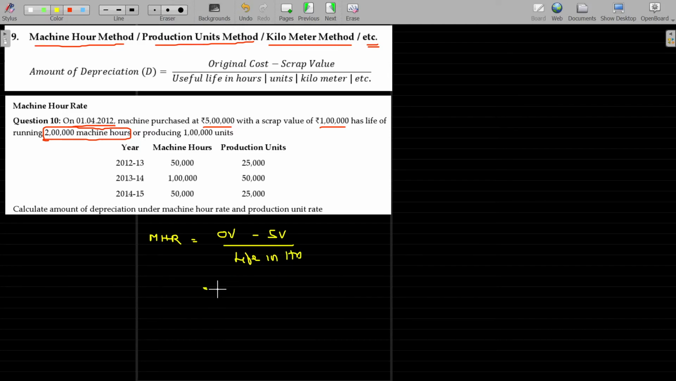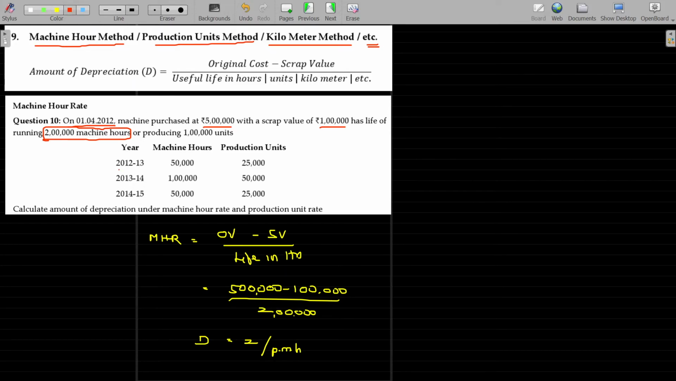Now, in this case, 5 lakhs, scrap value being 1 lakh, the life being 2 lakh hours. So 5 lakhs minus 1 lakh, 4 lakhs divided by 2 lakhs, the ultimate value here being 2 rupees per machine hour. For every machine hour of usage, the depreciation is equal to 2 rupees.